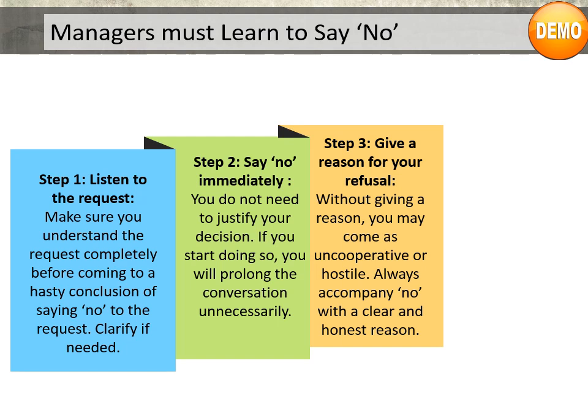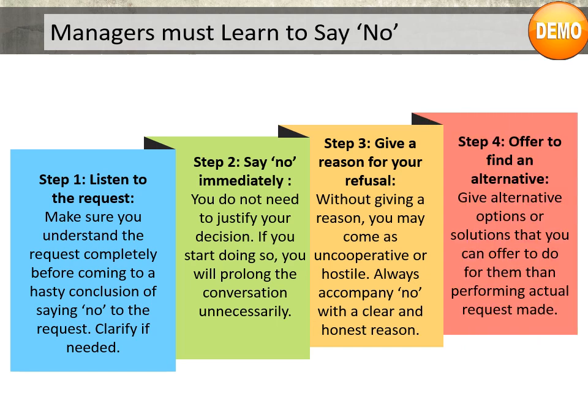Step 3. Give a reason for your refusal. Without giving a reason, you may come across as uncooperative or hostile. Always accompany no with a clear and honest reason. Step 4. Offer to find an alternative. Give alternative options or solutions that you can offer to do for them rather than performing the actual request made.